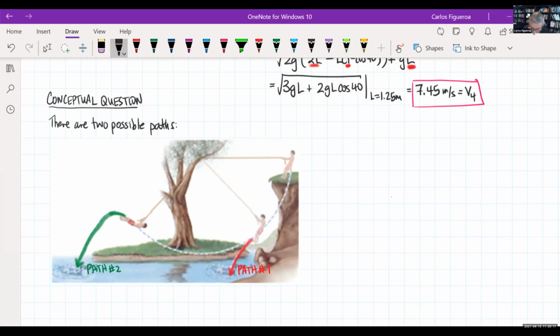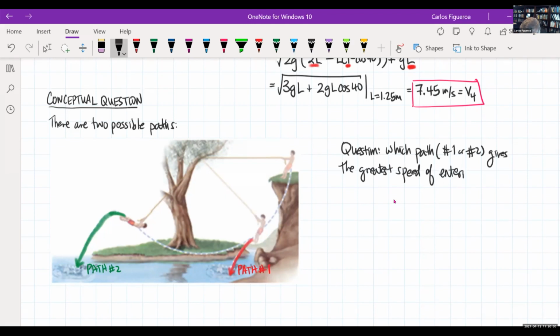So the question that's being asked here is this. Which path, number 1 or number 2, gives the greatest speed of entering the water?